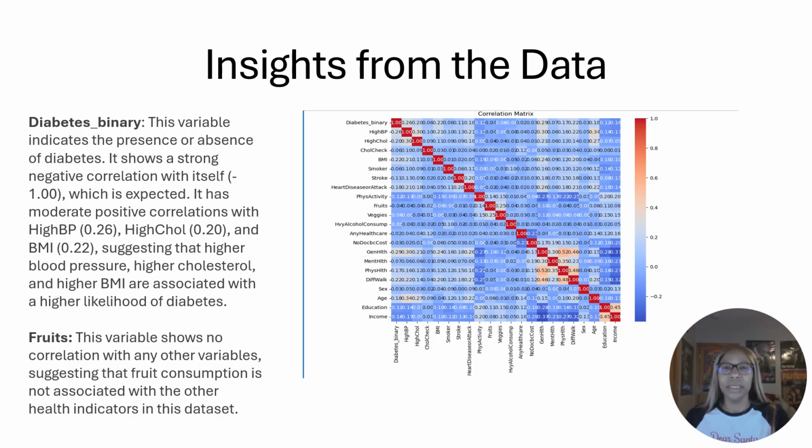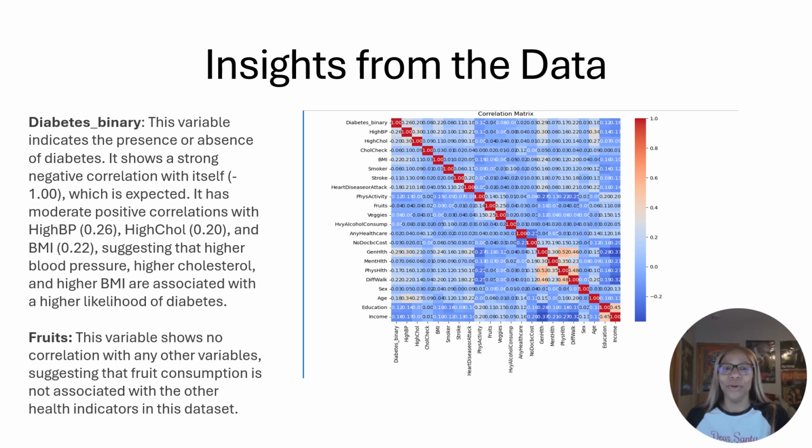This is kind of small here, but the insights from the data: this correlation matrix helps me to identify relationships between different health indicators. The stronger correlations, the closer to one or -1, suggest a more significant relationship, while the weaker correlations closer to 0 suggest little to no relationship. This information can be useful for understanding how different health factors are interconnected. In this example, we see that diabetes binary, this variable indicates the presence or absence of diabetes. It shows a strong correlation with itself, which is to be expected.